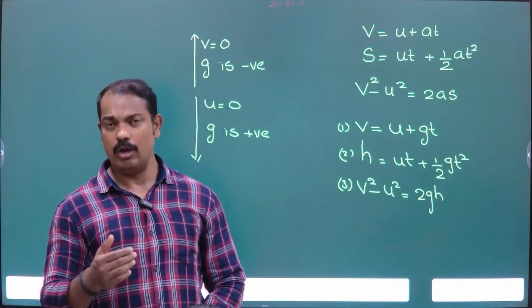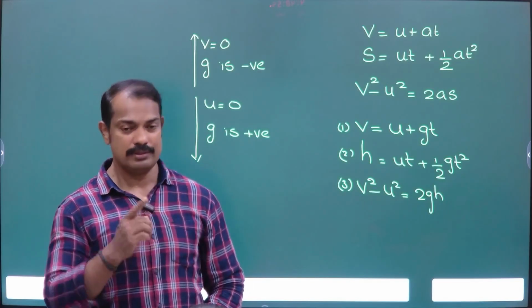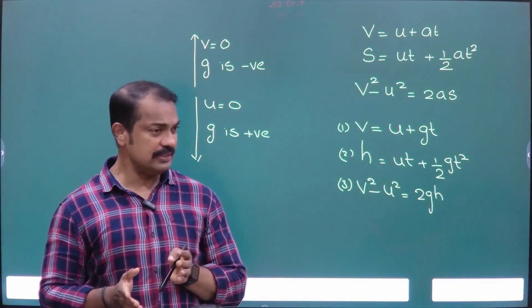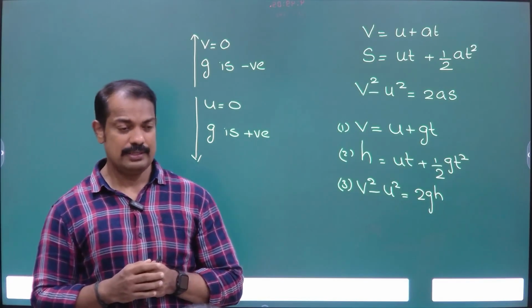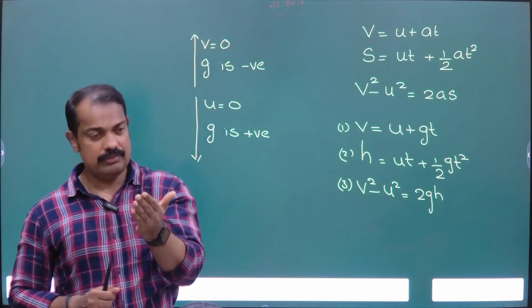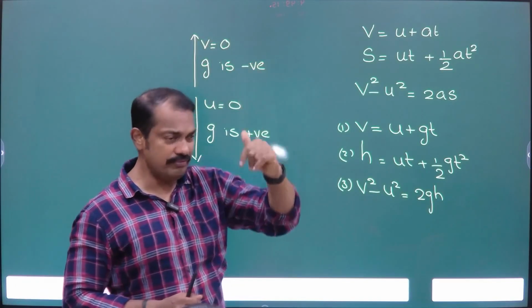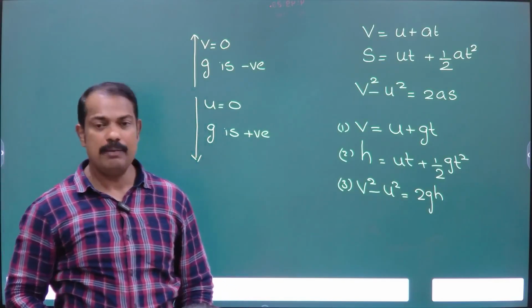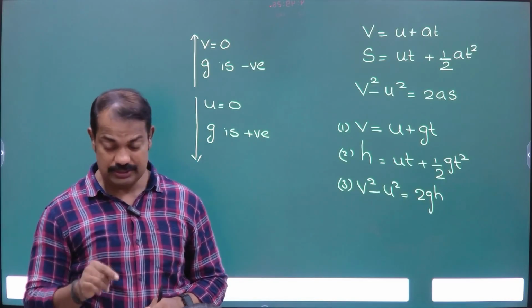If the time taken by the object to reach the ground is 4 seconds, what is the time taken by the object to reach the highest point? If the total time taken by the object is 16 seconds, what is the time taken to reach the highest point? 8 seconds. Your total time is given, take the half. So, time of ascent is equal to time of descent. Time taken to reach the highest point is equal to time taken to reach the ground.